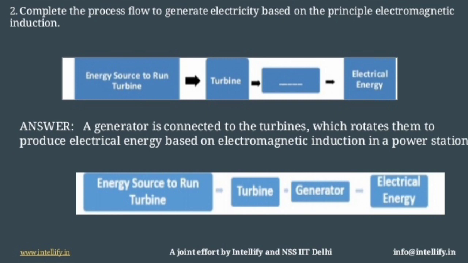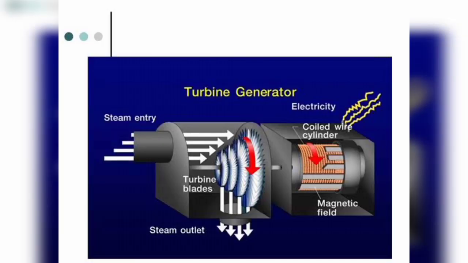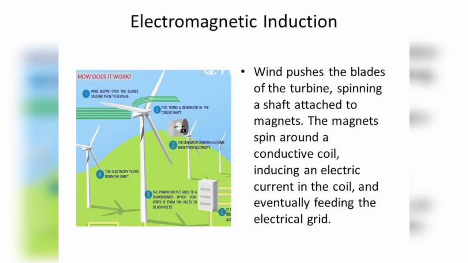First, what is meant by electromagnetic induction? It is the production of an electromotive force across an electric conductor in a changing magnetic field. You can see that the turbine rotates the generator, then the electricity is produced due to the magnetic field.